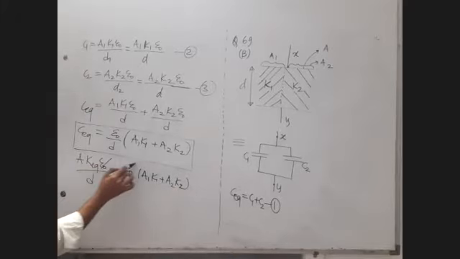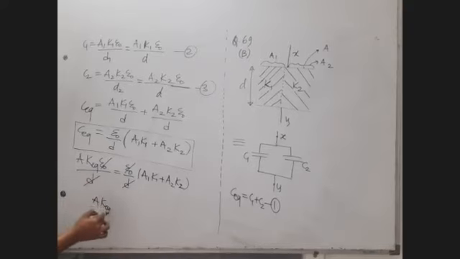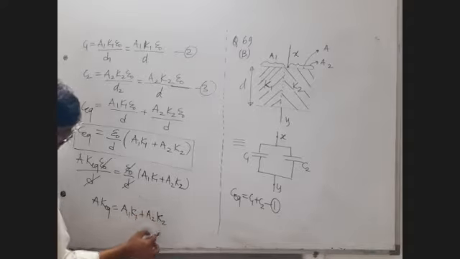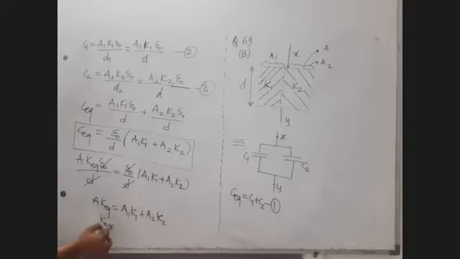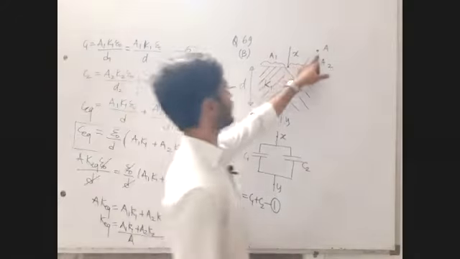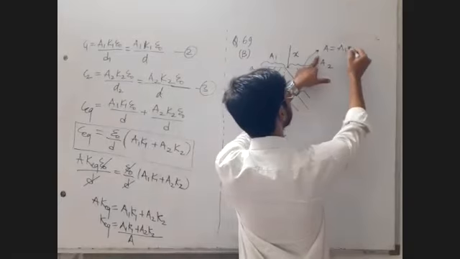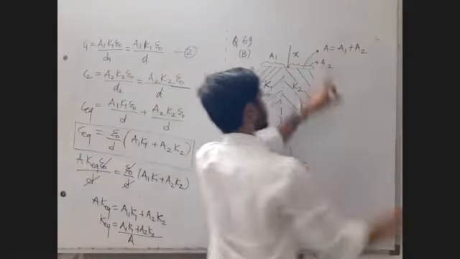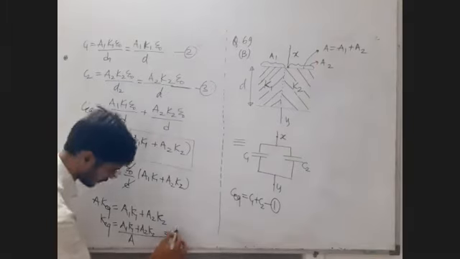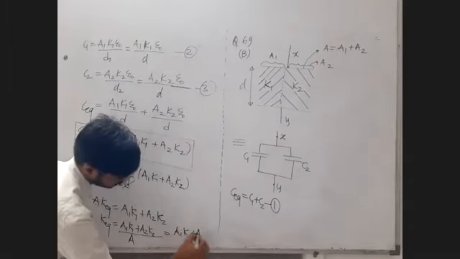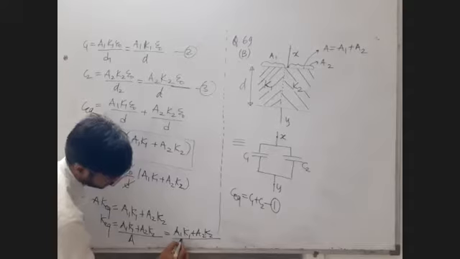Sir, this epsilon 0 cancels. This D cancels. So what is that? It's A into K equivalent is A1 K1 plus A2 K2. So that's my answer. K equivalent is A1 K1 plus A2 K2 whole divided by capital A. Of course you can replace this capital A by A1 plus A2, no problem. So the formula will become A1 K1 plus A2 K2 upon A1 plus A2.